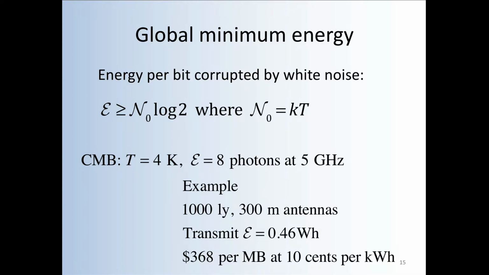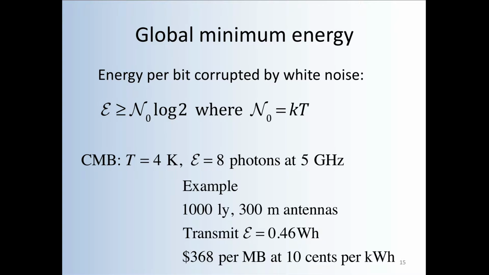Now it's kind of interesting to raise the question of what that would cost if we were to transmit information to a star that was 100 light years away using a 300 meter antenna, and we assumed that they had a 300 meter antenna as well. Then that costs about $368 per megabyte at 10 cents per kilowatt hour, which would be a fairly typical figure for the cost of energy here on Earth. Now in practice, this is the absolute minimum that can be achieved. In practice, we would expect that the reality will be perhaps an order of magnitude or 2 orders of magnitude more energy than this, which would raise the cost to about $3,000 or $30,000 per megabyte.